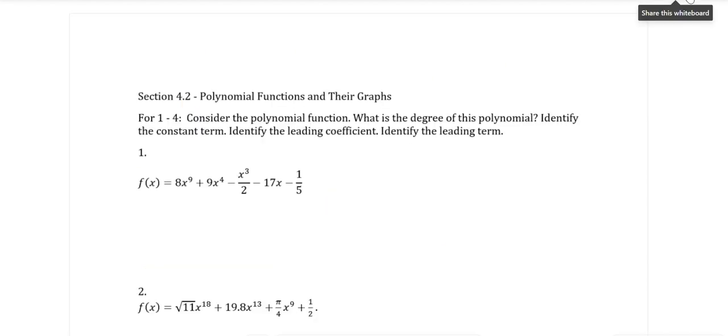For the next few problems, we want to consider the following function, which will be a polynomial. What is its degree? Identify its constant term, if it has one. Identify its leading coefficient and leading term. The degree of the polynomial will be the largest exponent that has a non-zero coefficient. The largest exponent here with a non-zero coefficient is 9. So the degree of f is equal to 9.